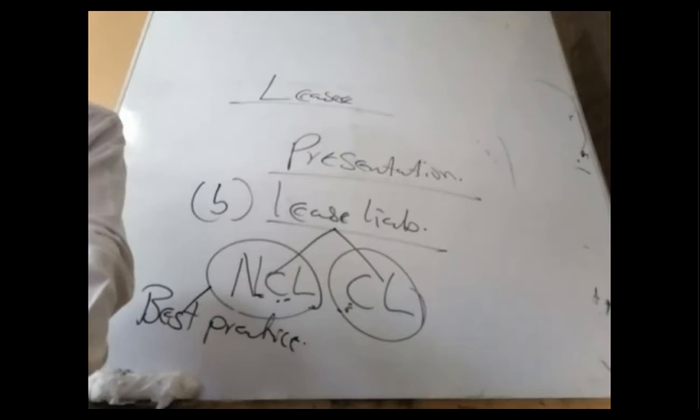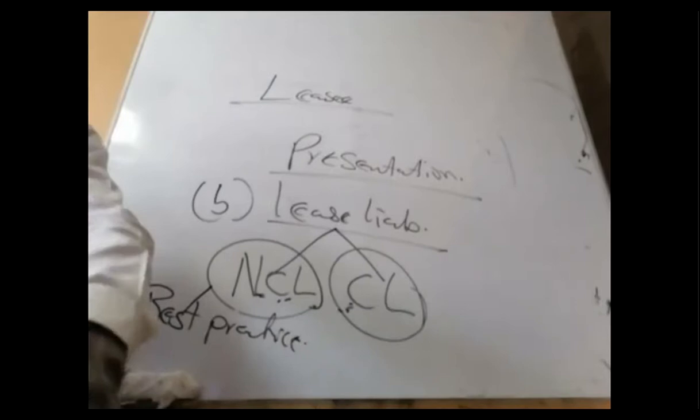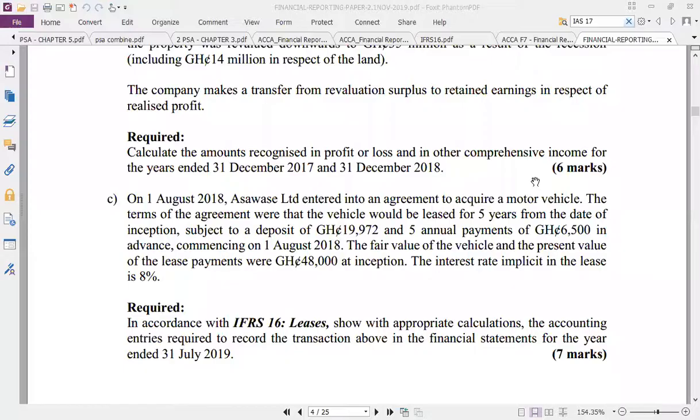Illustration. Our first example, very basic. I'll pick it from here. That is the ICAN November 2019, question 2C. It's going for 7 solid marks. Now, a year before this, they did ask a theory question. Then I'll read those questions out before this very one.